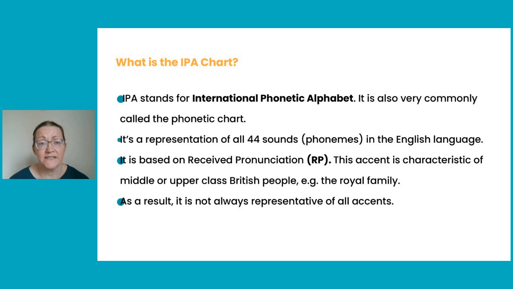Now, one really important thing to bear in mind about the IPA chart is that it is based on a very specific accent called received pronunciation, or RP for short. Received pronunciation is the basis for the IPA. If you're not sure what received pronunciation accent is, picture the King of England or the King of the UK speaking, okay? See if you can hear that accent in your head of the King and the Queen and Prince William and Prince Harry speaking.